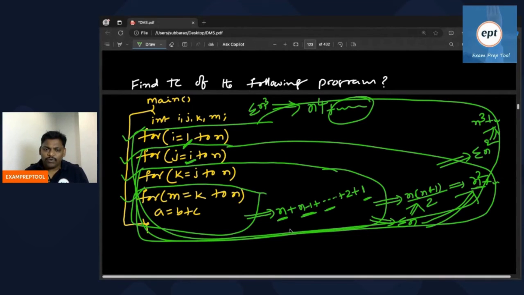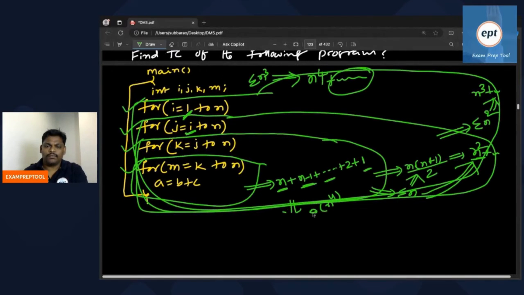So finally, the overall answer is big O of n power 4. That is the answer for this. This is a little tricky, so please take care. Big O of n power 4.